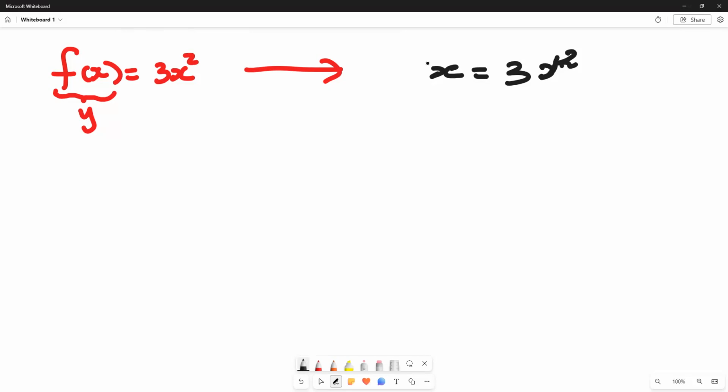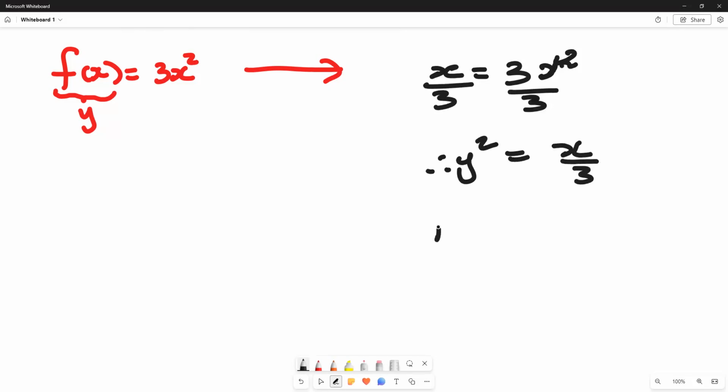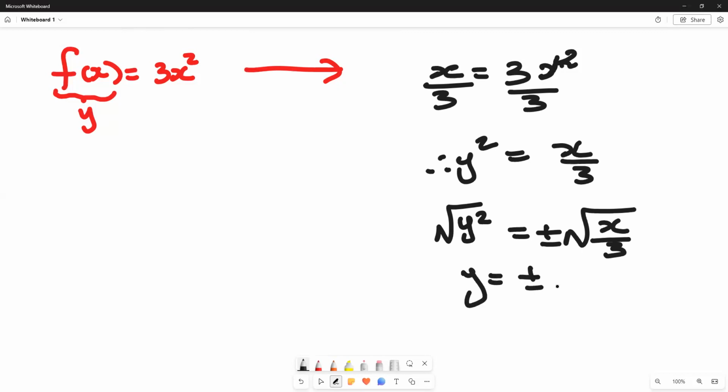And then after switching x and y, you always want to make y the subject of the formula. So in this case, we're going to have both sides divided by 3. Therefore, I have y squared equals x over 3. Then I'm going to square root both sides. Square root of y squared equals square root of x over 3. Then here you have plus and minus, so don't forget that. And then you have y equals plus minus square root of x over 3. And this is the only way you can represent this inverse.